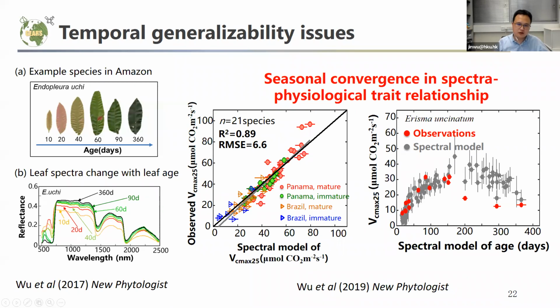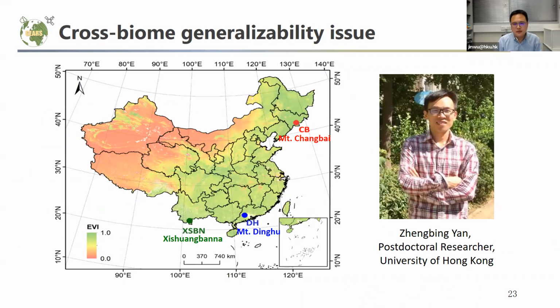So that also suggests we need to collaborate with the whole community to see whether we can improve these kinds of models in the next step. Later on, when I moved to Hong Kong U, my postdoc and I discussed whether we can extend this seasonal generalizability issue to explore spatial generalizability issues, so that we can go beyond the tropical forest to multiple different biomes as well.